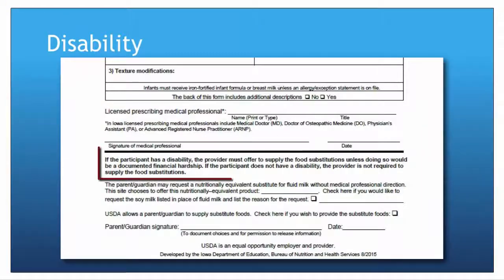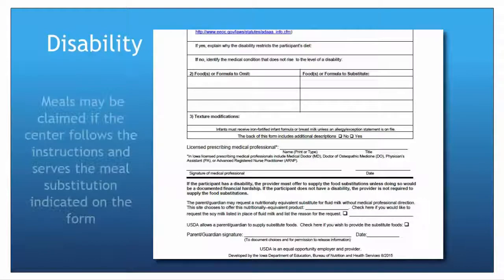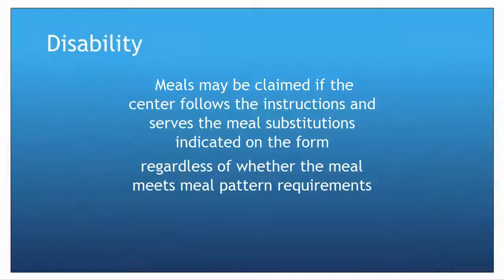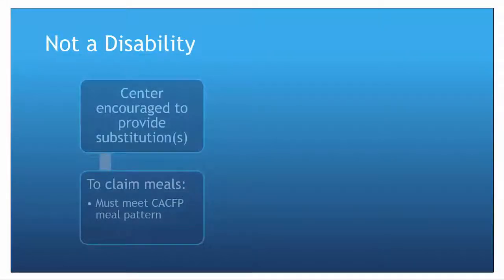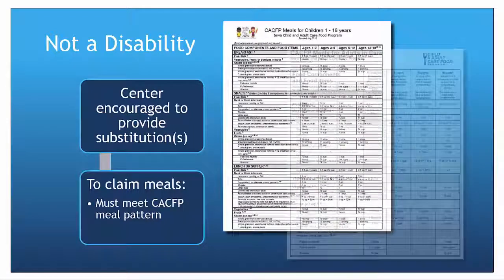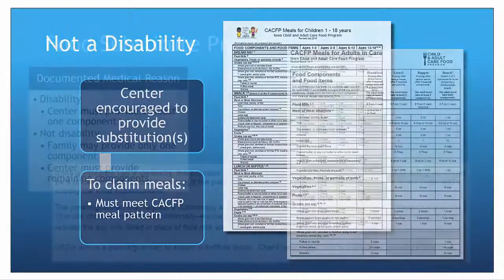The center must offer to provide food substitutions, unless doing so would be a documented financial hardship. Meals may be claimed if the center follows the instructions and serves the meal substitutions the medical professional indicates on the form, regardless of whether the meal meets the meal pattern requirements. If the participant does not have a disability, the center is encouraged, but not required, to provide the substitutions. Meals must meet CACFP meal pattern requirements to be claimed for reimbursement.